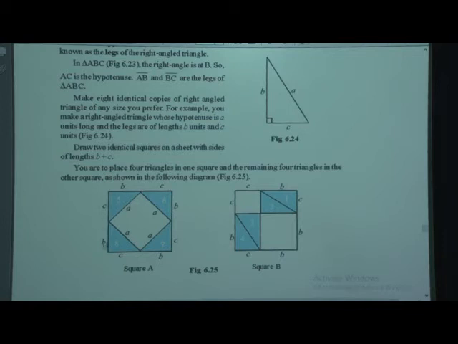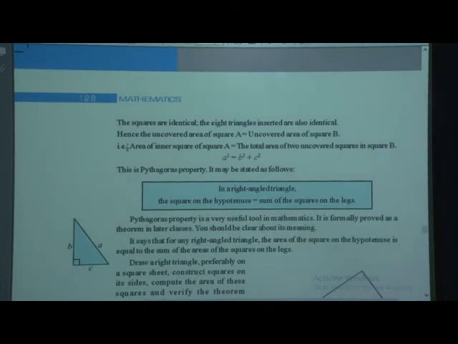Here b plus c is the side. I told you if it is 2 and 3, then 2 plus 3 is 5. Here also it is b plus c, and here also b plus c. We have prepared the two different squares of the same length. Now the squares are identical, and the 8 triangles inside are also identical.